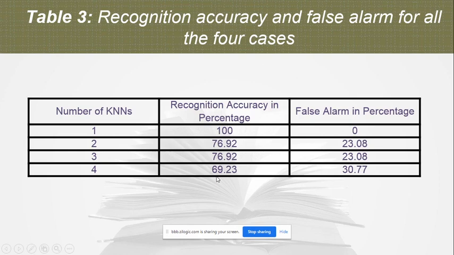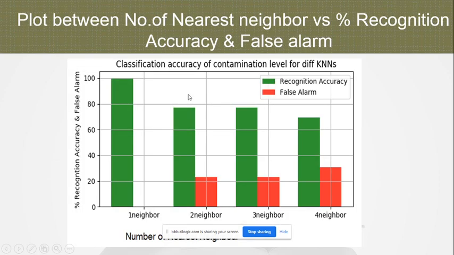So here the graph shows recognition accuracy and misclassification or false alarm for different neighbors. If the number of neighbors is equal to 1, I am getting 100% recognition accuracy, false alarm equal to 0. If the number of neighbors equals 2 and 3, I am getting more or less 76%. If the number of neighbors equals 4, the recognition accuracy is approximately 60 something percentage, and the misclassification equal to this much.